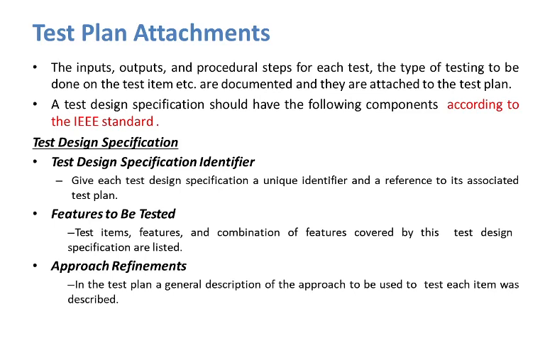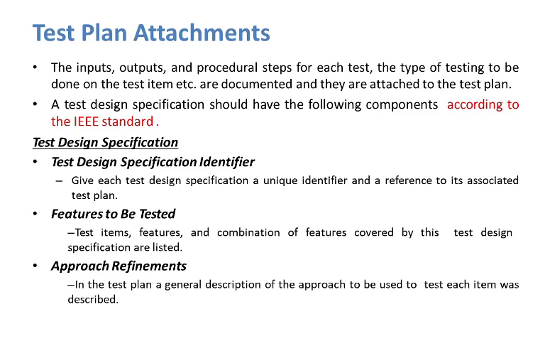The software test documentation describes a test design specification as a test deliverable that specifies the requirements of the test approach for various components. First, the test design specification identifier. Give each test design specification a unique identifier and reference its associated test plan document and features to be tested. The test items, features and combinations of features covered by this test design specification are listed.